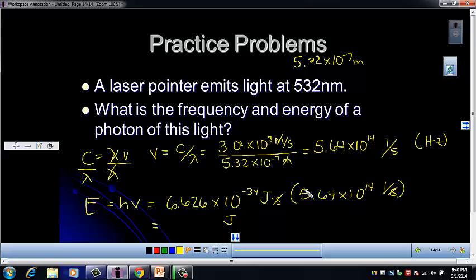And then when you calculate that in your calculator, I got 3.74 times 10 to the negative 19th, and don't forget the negative.